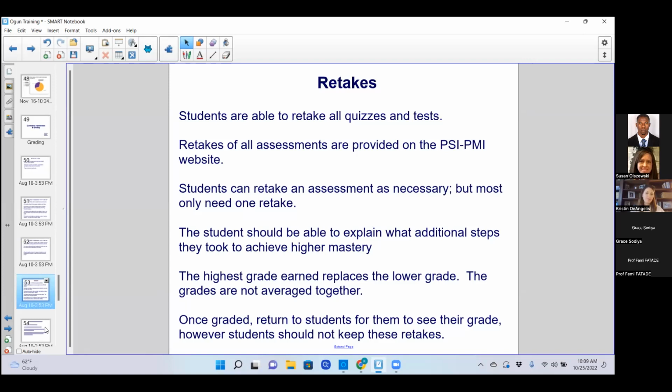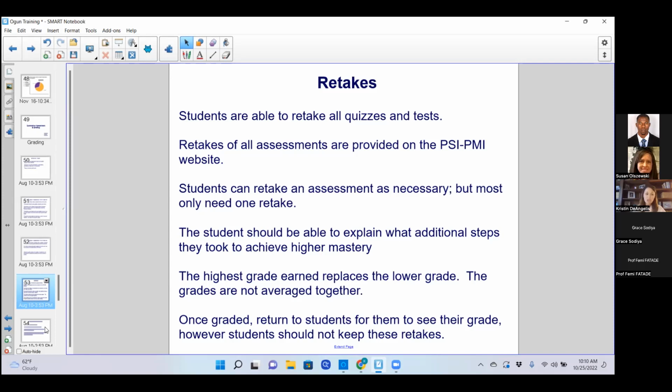First, I want you to know the PSI PMI provides retakes for you. You do not need to create another test. All of our tests are provided, the assessments are on the website, and there are retakes provided as well for all of the tests and the quizzes. You do not need to create them again. For administering the retakes, like we talked about earlier, use your colleagues to help you with the retakes. The retakes are provided at a time that is convenient for you as the instructor.